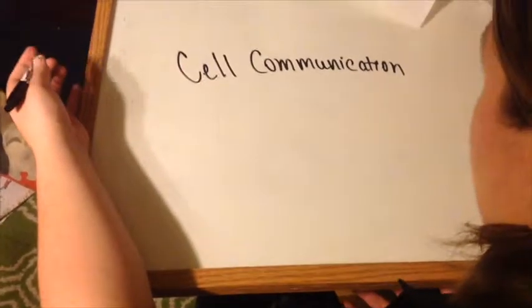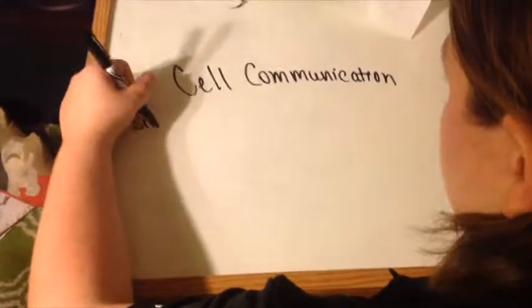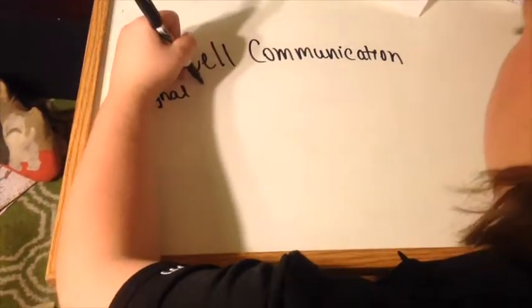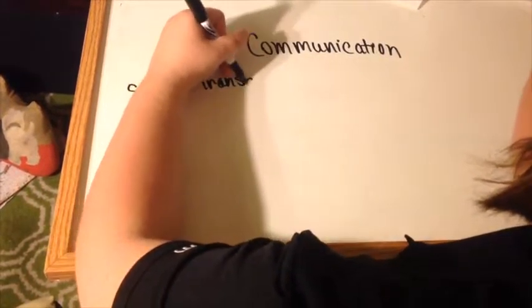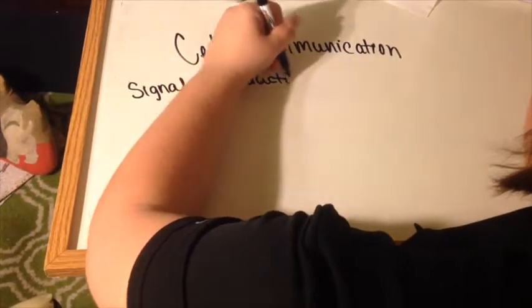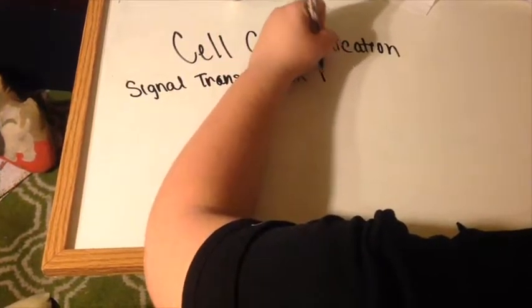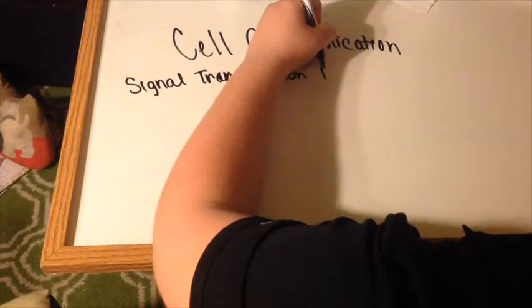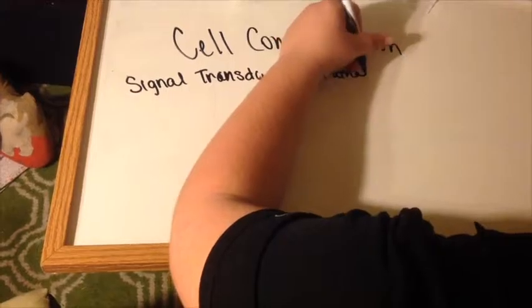The main type of communication that we're going to talk about is the signal transduction pathway. Now, this has three parts to it. You have the receptor, which is the first part. Then you have the transduction, which is your middle part. And then you have the response.